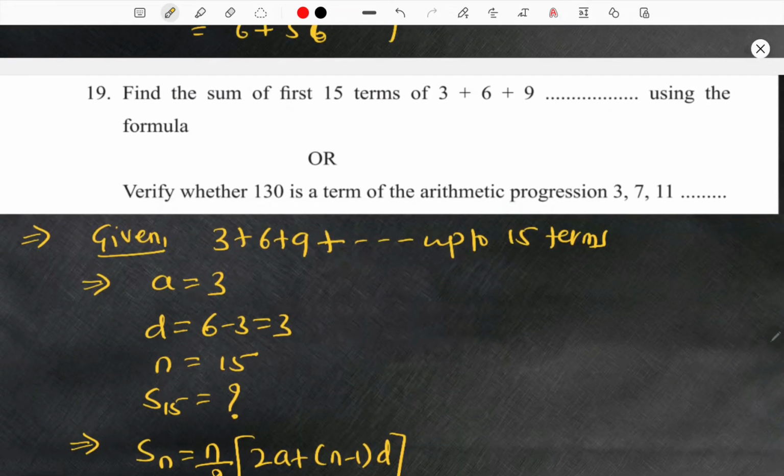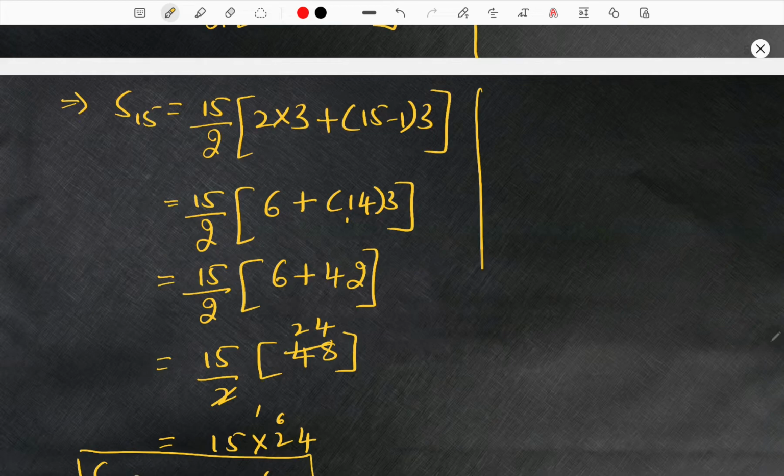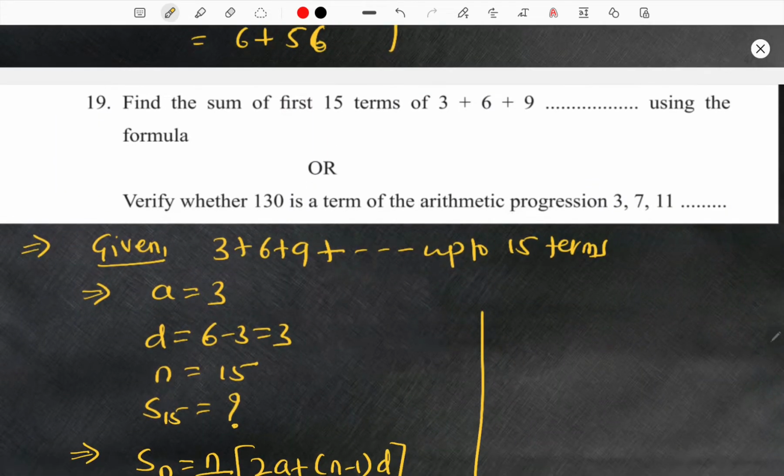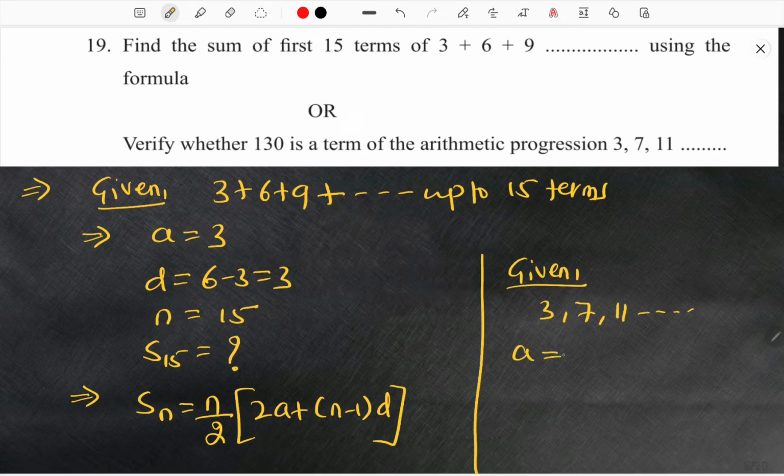Fine then. So going to the next question, verify whether 130 is a term of the arithmetic progression 3, 7, 11 and so on, or not. I mean, they are asking whether 130 will come or not. Okay, let us try to solve it. What is the given AP here? The given AP is 3, 7, 11 and so on. a is equal to 3 and d is equal to 7 minus 3, that is equal to 4.